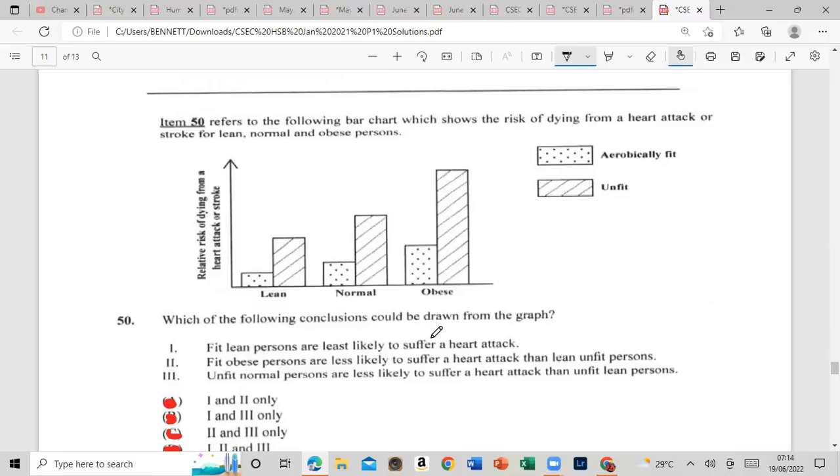Fit, lean persons are least likely to suffer heart attack. So these are unfit, these are fit, lean. All right, so that is true. Fit, obese persons are less likely to suffer heart attack than a lean, unfit person. All right, so we have unfit. This is unfit.